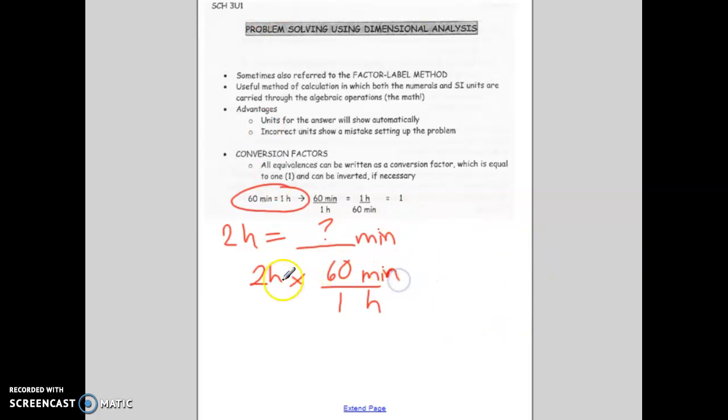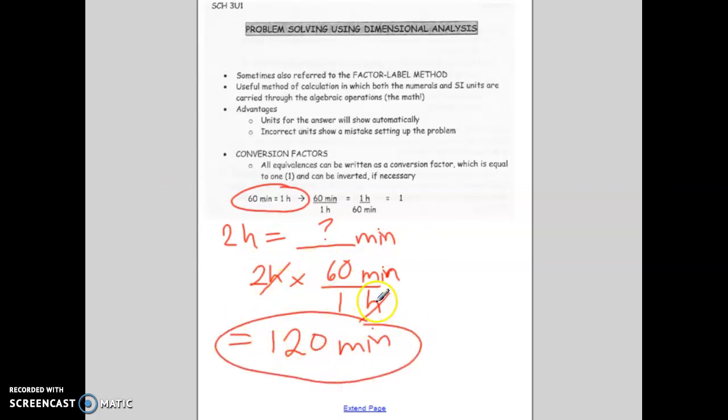So the unit of hours would cancel out, because we have 1 in the numerator and 1 in the denominator, and we're left with the units that we need, which is minutes. So our calculation ends up being 2 times 60, which is 120, divided by 1. So we end up having 120 minutes. This is essentially what dimensional analysis is. It's setting up the calculation so that the unit you want to get rid of is canceled, and the unit you want to have is left behind.